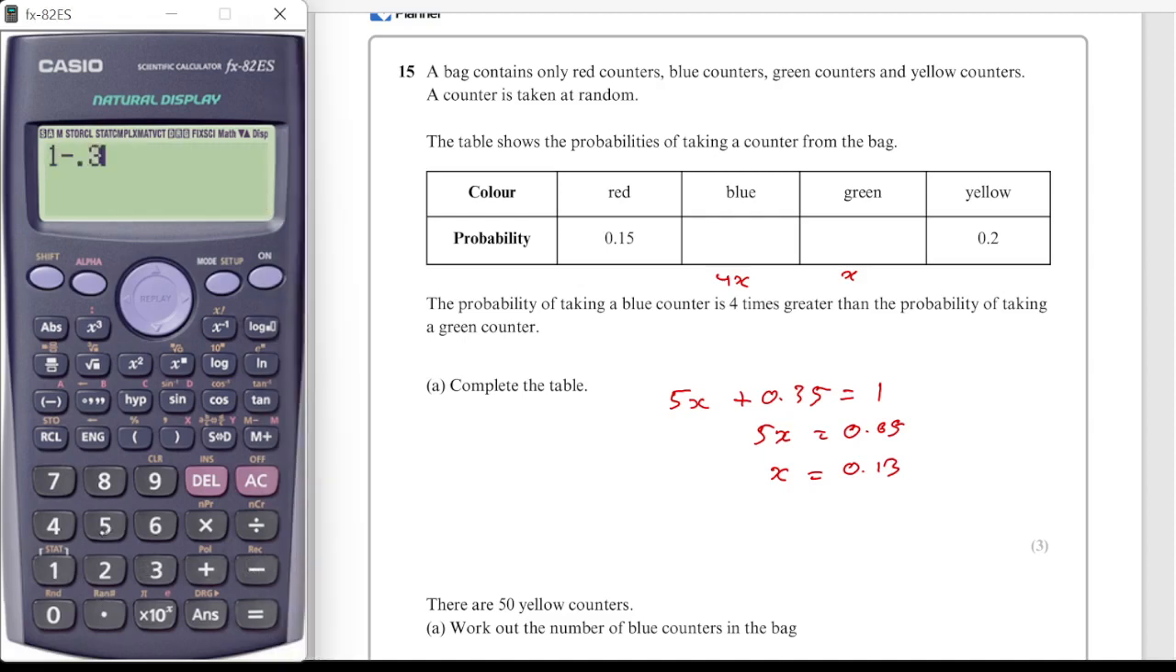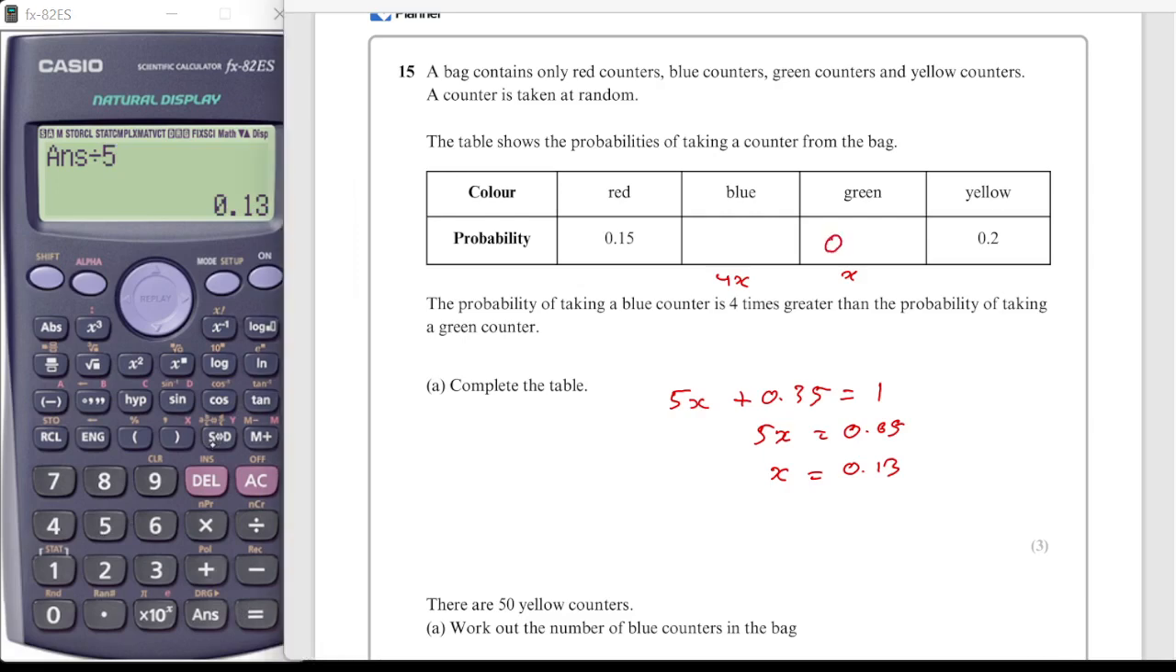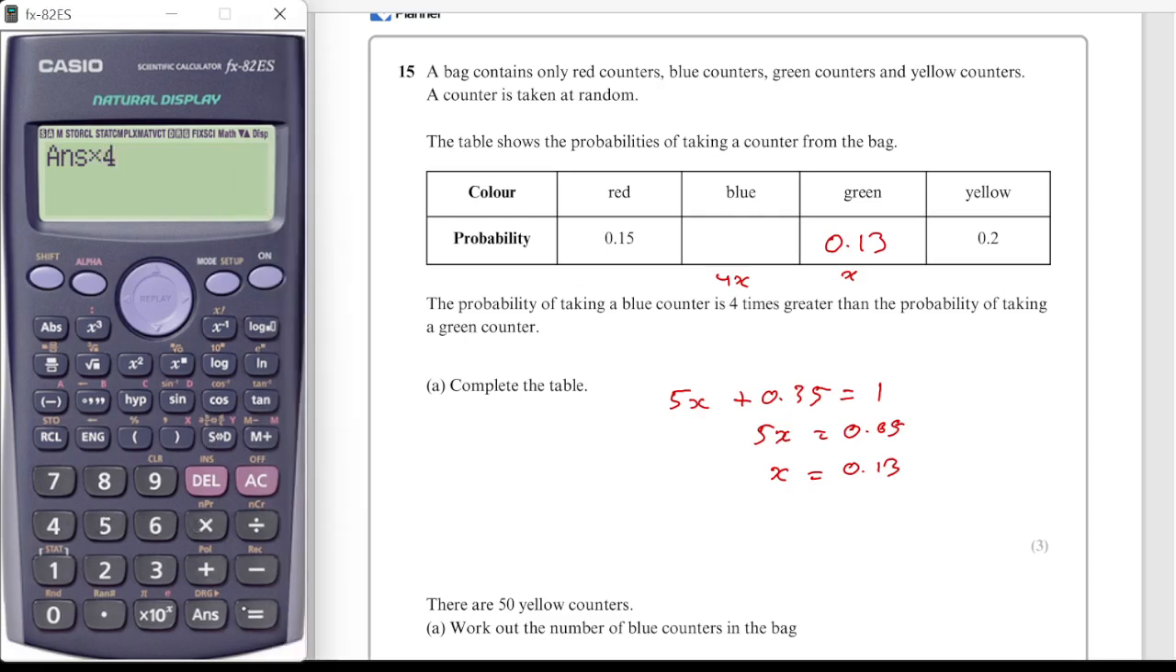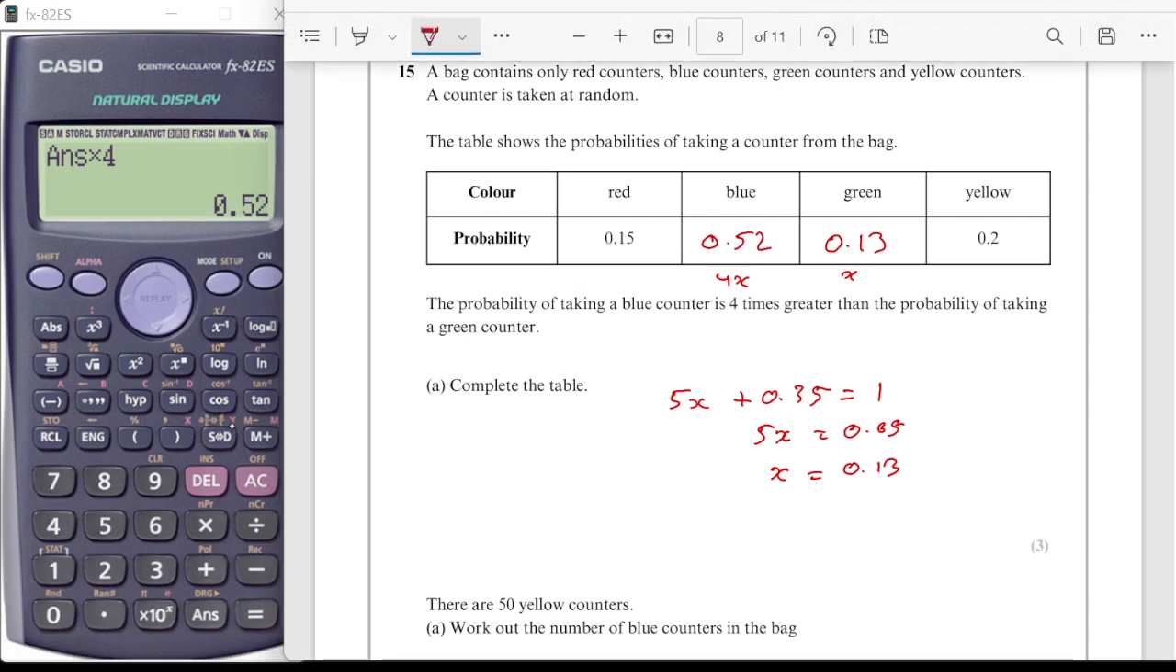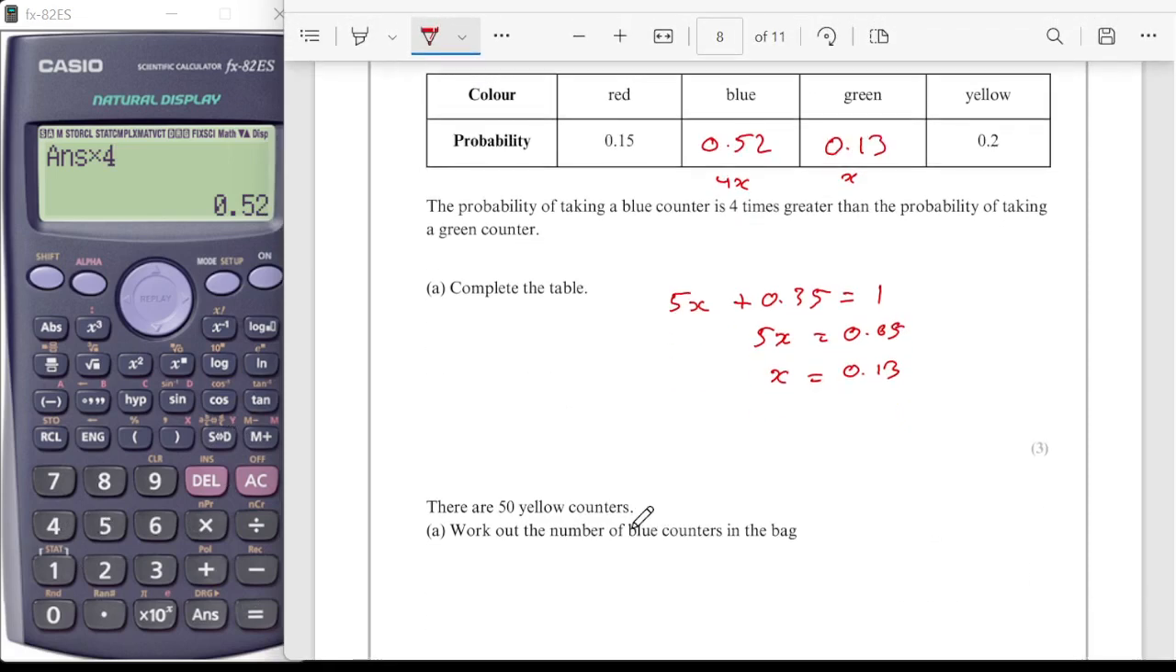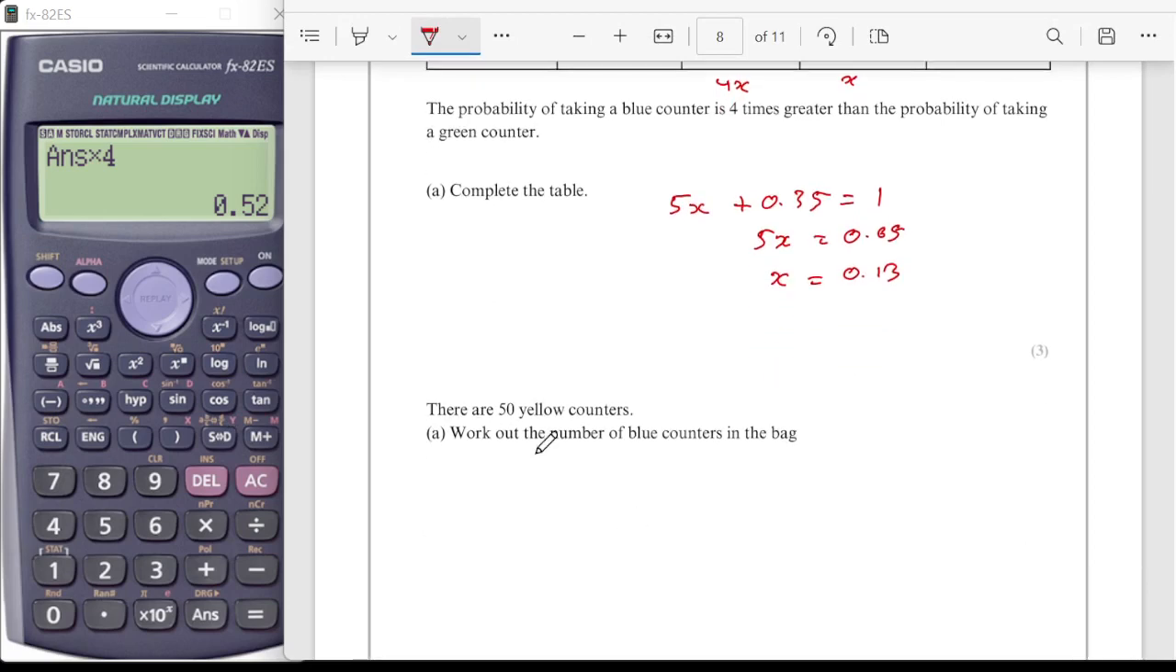1 minus 0.35 gives us 0.65, and then divide that by 5 gives us 0.13, meaning that my other probability is going to be 4 times that, so 0.52. So that's my completing of the table. Part B.